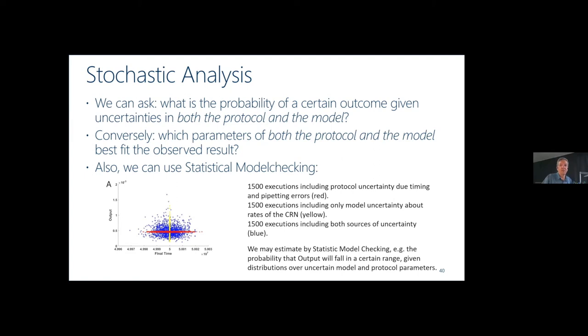Or conversely, given a certain outcome, what kind of inference do I do to figure out what the parameters are for both the protocol and the model that make sense for this particular outcome? Another thing you can do is to use statistical model checking, which is another simulation-based technique. You basically run the simulation many times and see what kind of statistics you get. For example, you can see what statistics you get when you have uncertainty in the chemical model, which is in red, or uncertainty in the protocol, which is in yellow. Or when you have uncertainty in all of them, that's the blue. And then you can figure out how much uncertainty you have in your model.